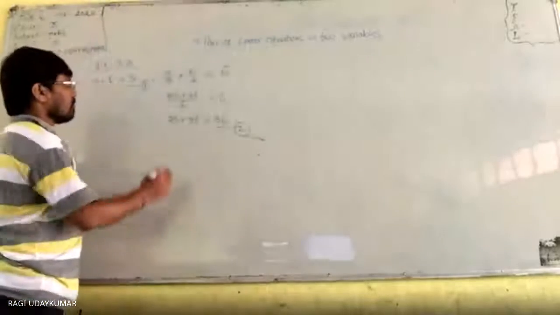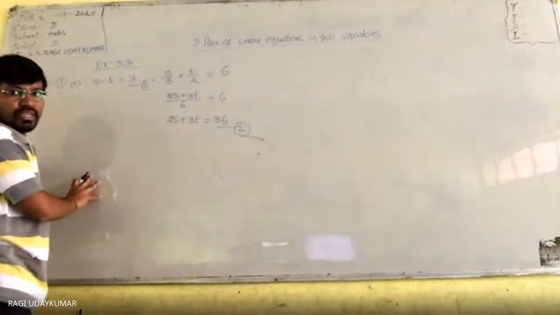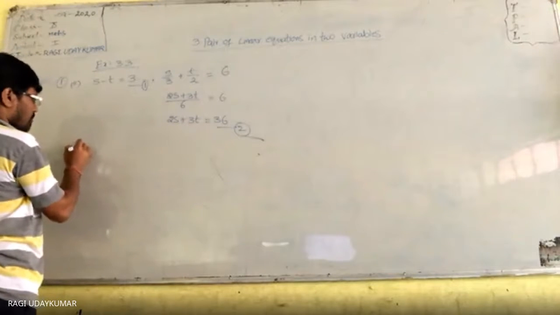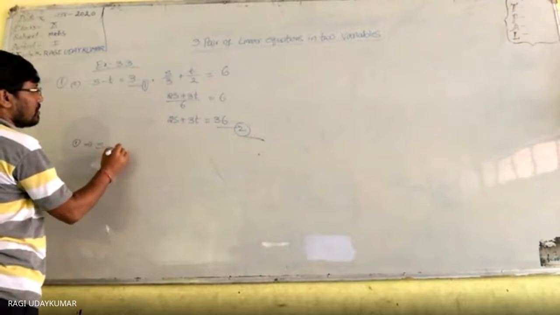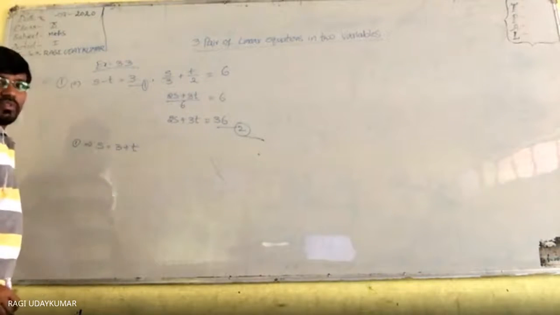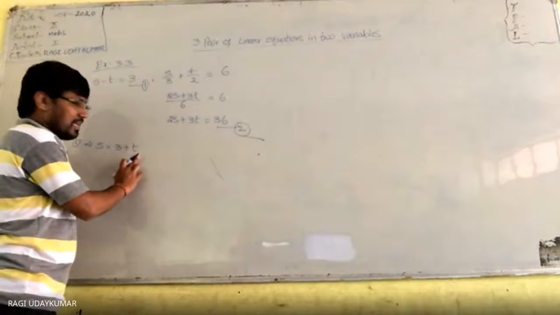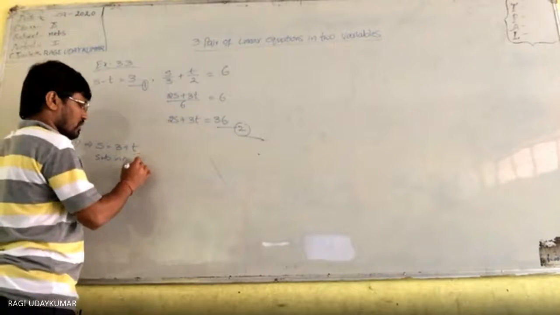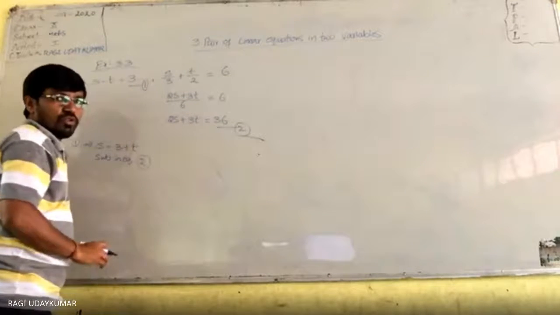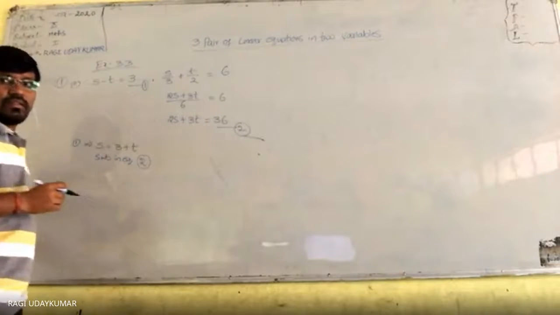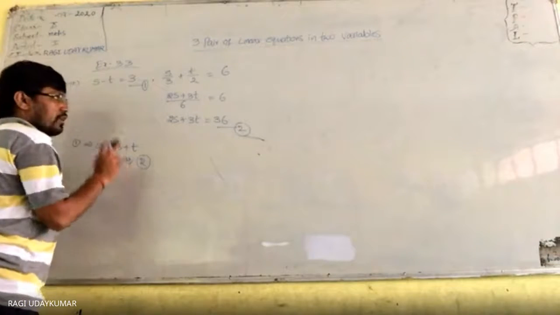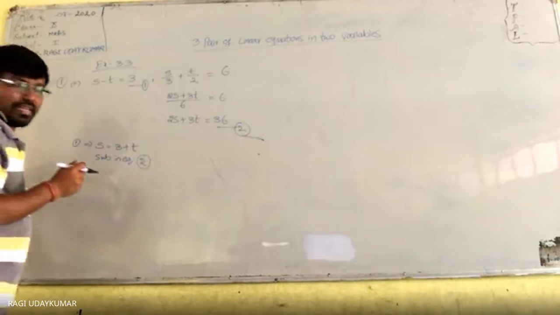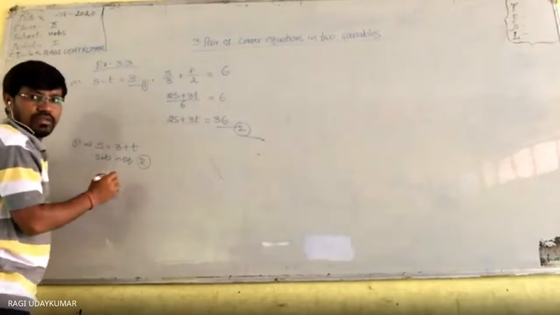Now here, we have s minus t is equal to 3 and 2s plus 3t is equal to 36. From the first equation, you can write s is equal to 3 plus t. This you have to substitute in equation number 2. Wherever equation number 2 has s, in the place of s you have to substitute 3 plus t.